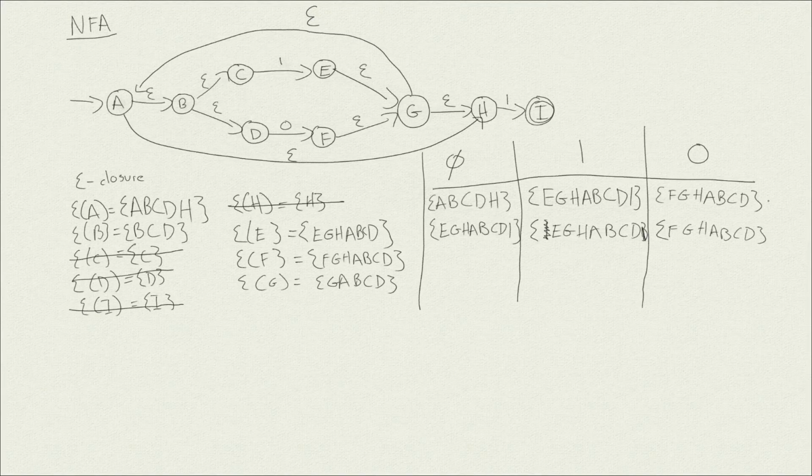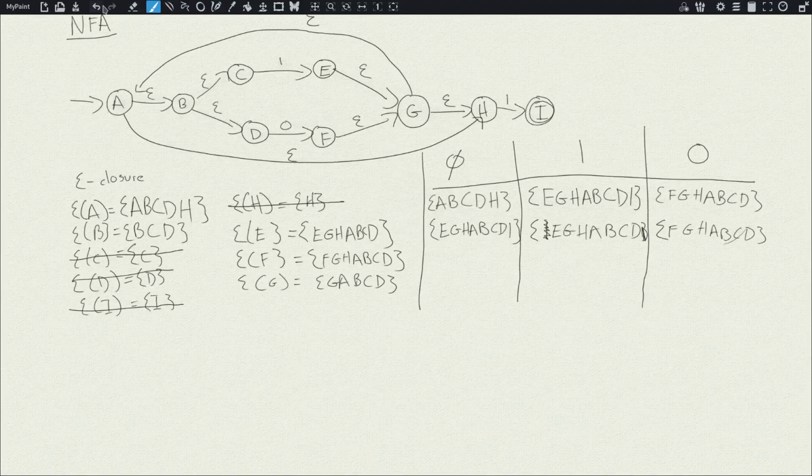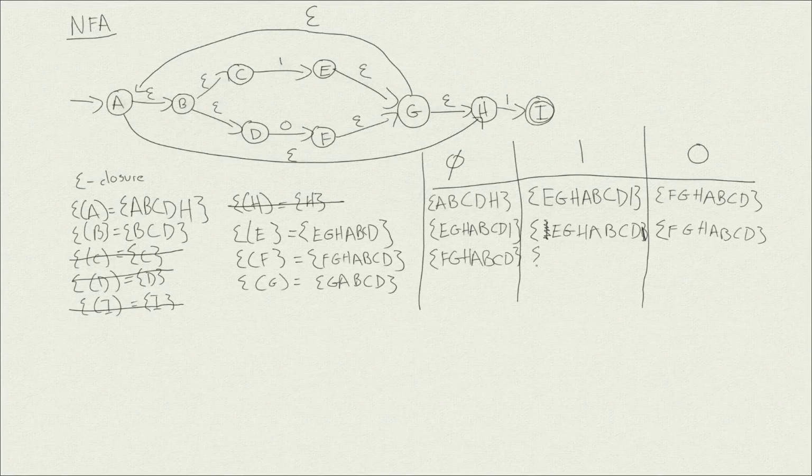So as you can see here and here, these are the same states. Now I'm going to put in the graph F, G, H, A, B, C, D. And what I'm going to do is try to find if any of these states from our NFA go somewhere with 1.